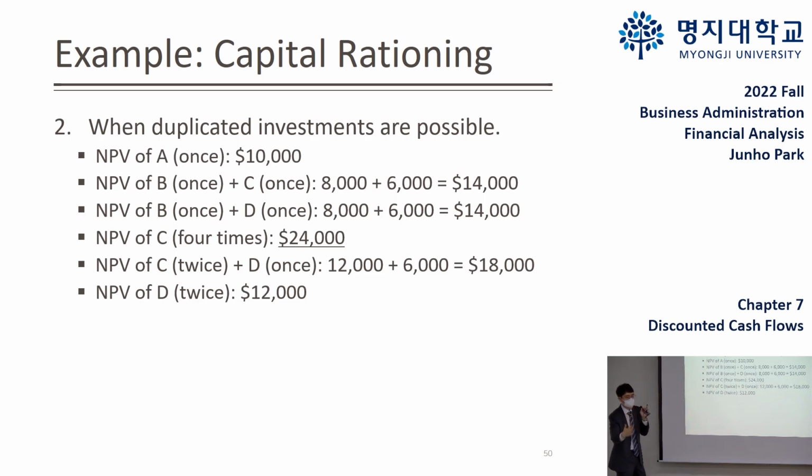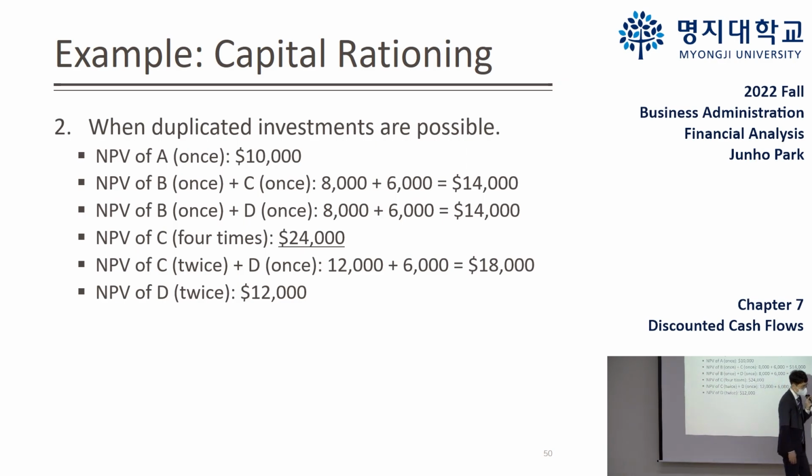And then we have to compare those combinations together, and by comparing the numbers, it turns out that we have the highest net present value when we make a 4-time investment in C, which is $24,000, among others. Therefore, according to the NPV method, we have to choose this one. So we have to purchase C 4 times.